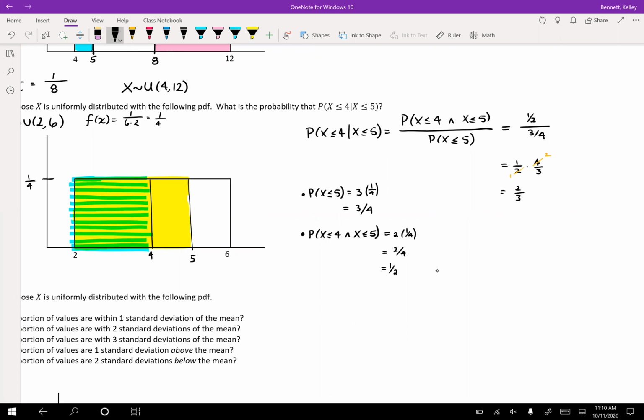But this makes sense actually, because if I were to put another split right here at 3, I would notice that if yellow is my denominator, there's 3 equal sized chunks. And the numerator is the top, and there's 2 equal sized chunks, so 2 out of 3. So intuitively, I'm hoping this is starting to make a little more sense with conditional probability.